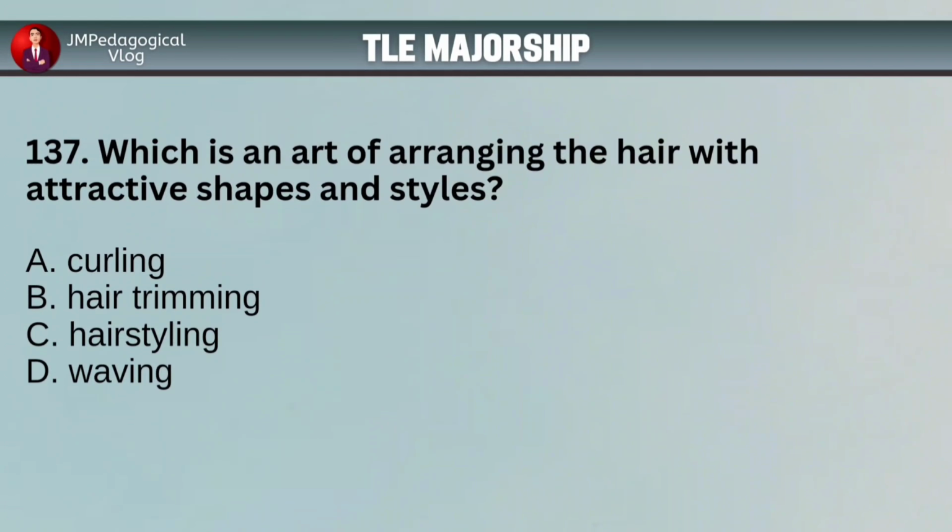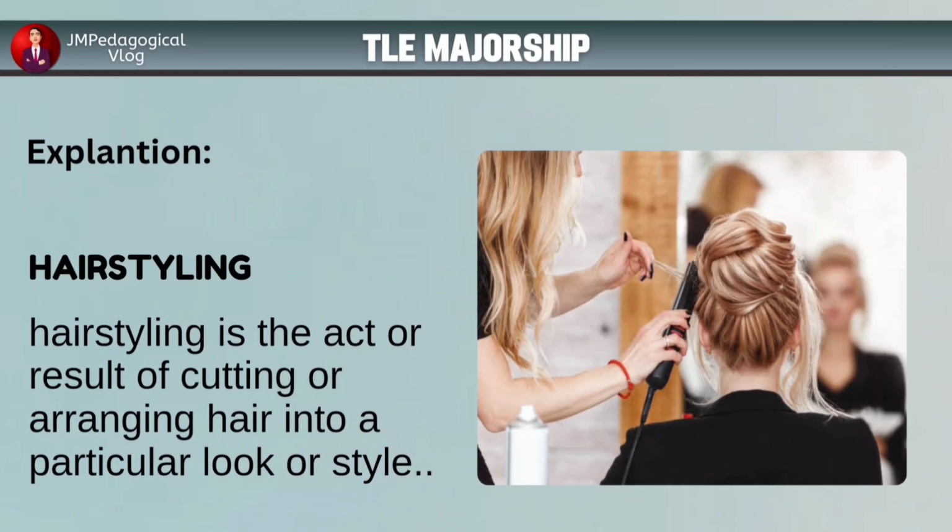137. Which is an art of arranging the hair with attractive shapes and styles? A. Curling. B. Hair trimming. C. Hairstyling. D. Waving. C. Hairstyling. Explanation. Hairstyling is the act or result of cutting or arranging hair into a particular look or style.